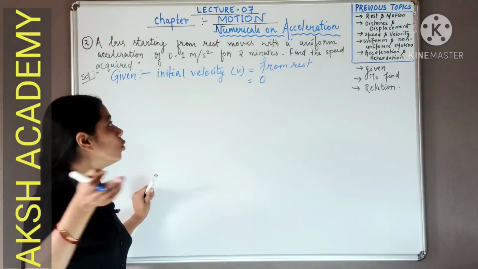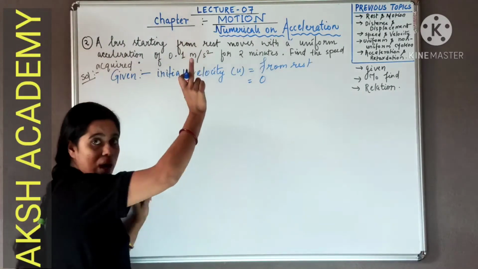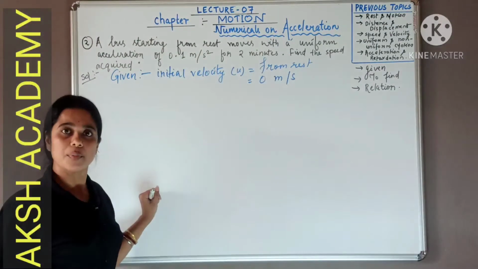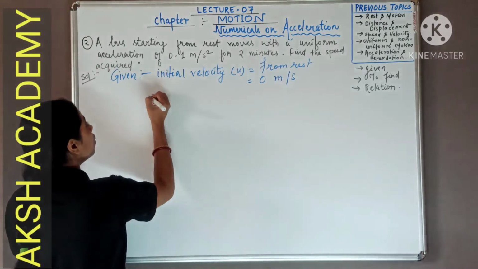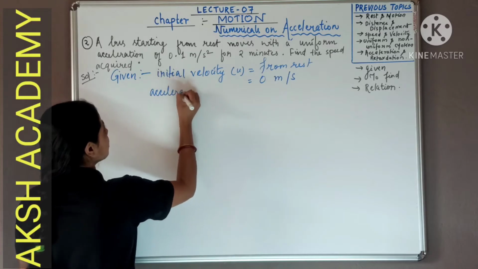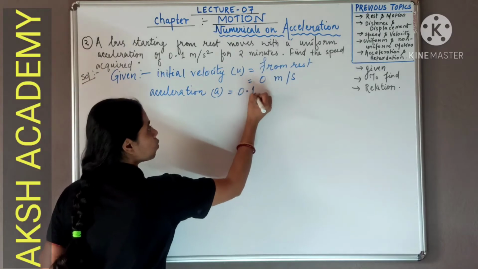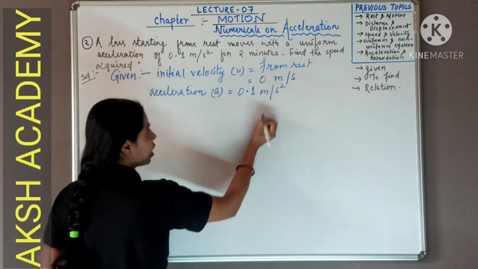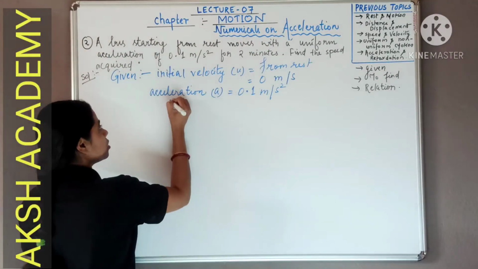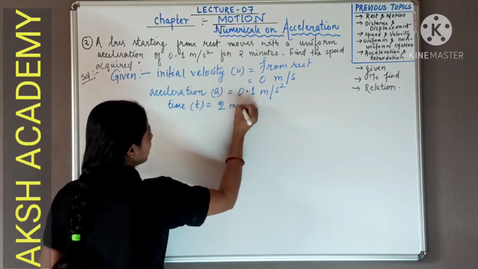Now, what will be the unit? Here, the unit used in acceleration is meter per second square. So, we will conveniently use the unit meter per second. Okay. Now, what else is given? Acceleration, small a, is given as 0.1 meter per second square. Along with acceleration, what is given? The bus has travelled for 2 minutes. So, time t is equal to 2 minutes.